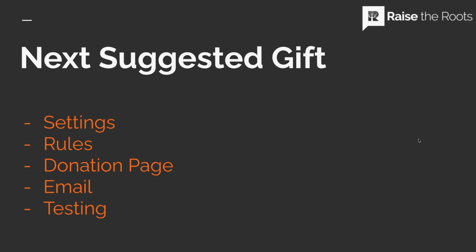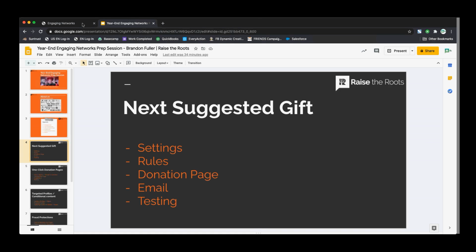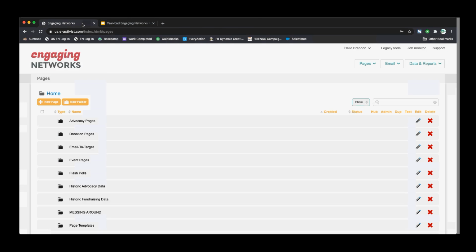So first off, we're going to talk about next suggested gift. There are basically 4 components to creating next suggested gift in Engaging Networks. There's the settings, the rules, applying it to your donation page, and dropping it into an email. So why don't we go ahead and jump into Engaging Networks, and we can begin walking through this. So first we have the settings.